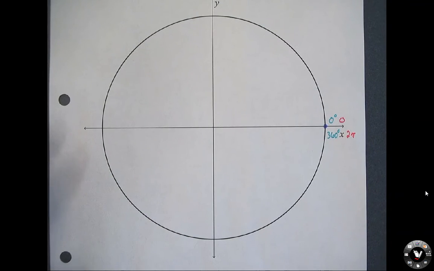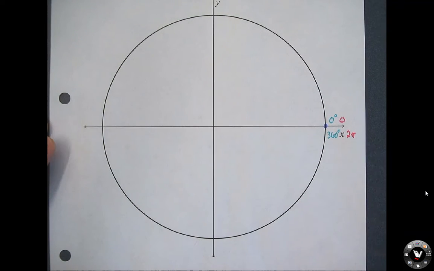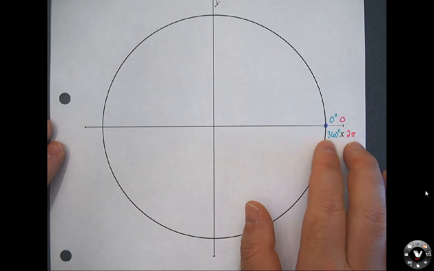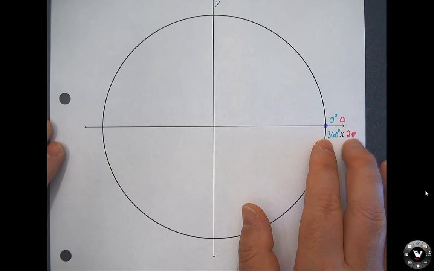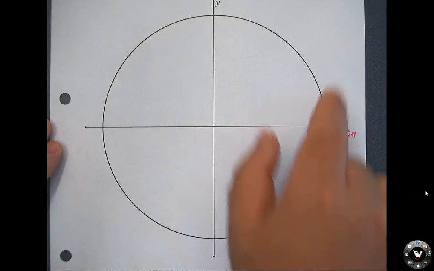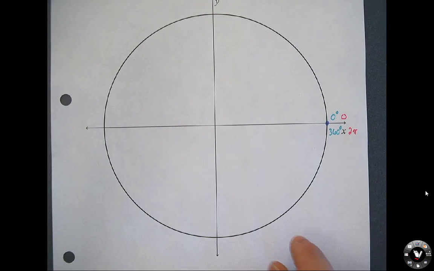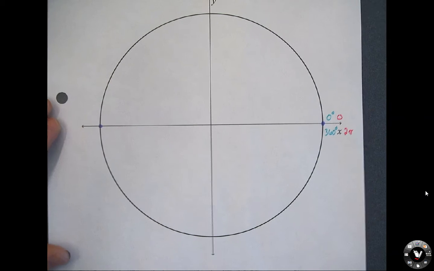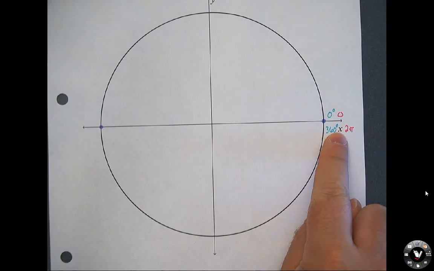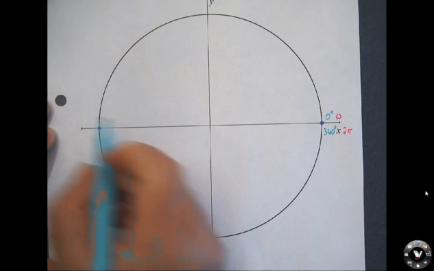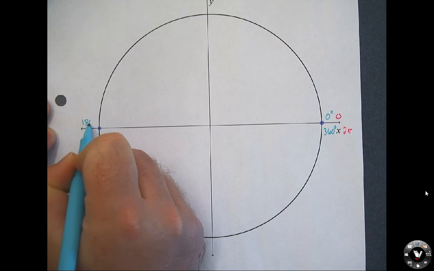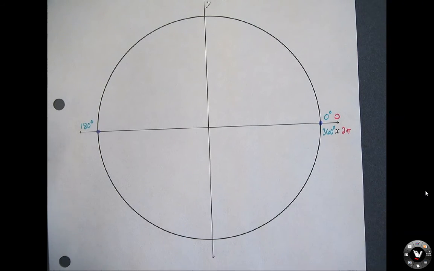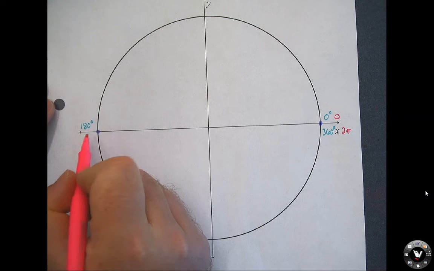Now, everything follows logically from this relationship, that 360 degrees and 2 pi is one full rotation, one full lap around the unit circle. So let's say we go halfway around the unit circle. Halfway around the unit circle would take us to right there. Well, what's halfway of 360 degrees? Would be 180 degrees. What is halfway to 2 pi? That would be 1 pi.